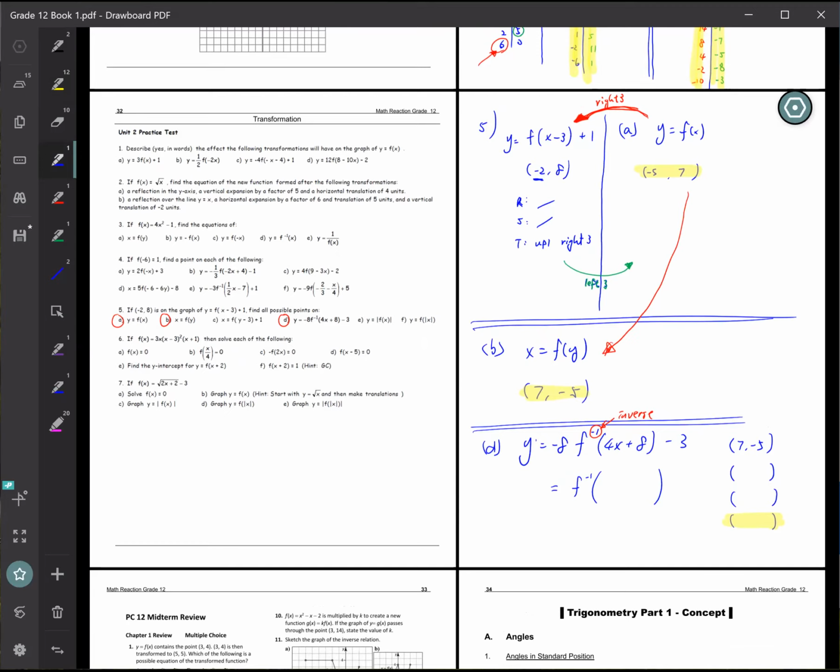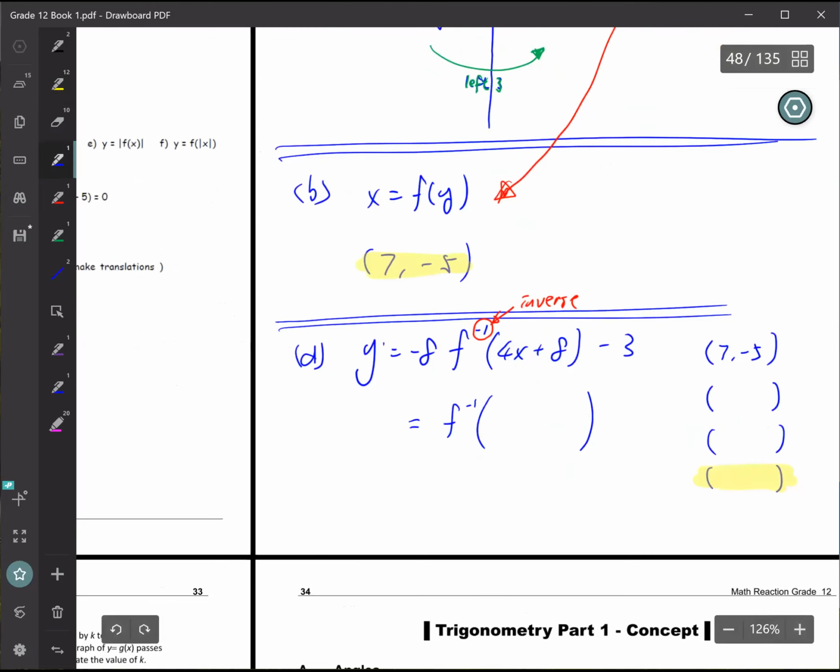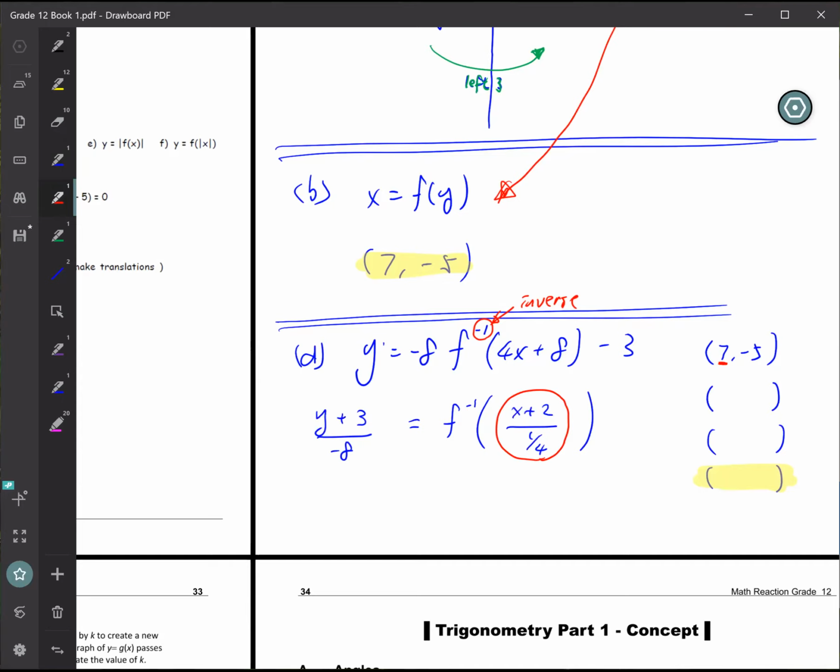Right, Amanda, do you have the story form for D? Y plus 3 over -8 equals x plus 2 over 1 over 4. Yep. Don't forget to write the F inverse, F -1 there. All right, so let's start with the X. Once again, the 7 is the X, so you use whatever you see in the bracket, because that's the X. And then the Y is the -5. Then you use your story form. Whatever is on the Y side changes the Y values.